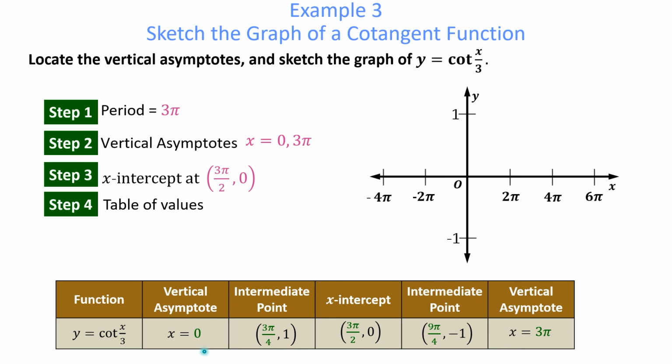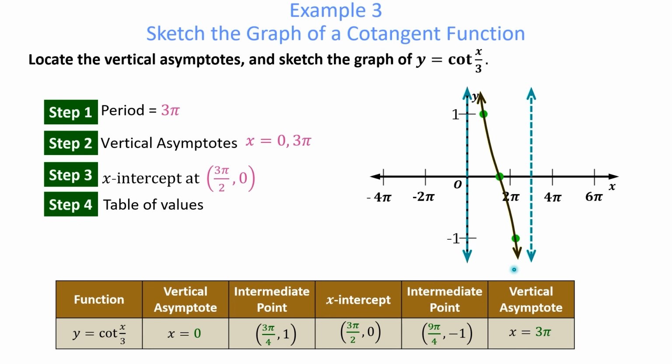So we have a vertical asymptote at x equals 0, which goes over here, and another vertical asymptote at x equals 3 pi, which goes over here. And then we'll simply plot these 3 points in as follows, and we'll make a nice smooth curve going through these 3 points. So this is one cycle of the cotangent function, which has a period of 3 pi.